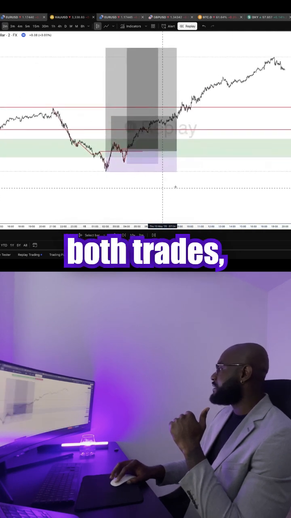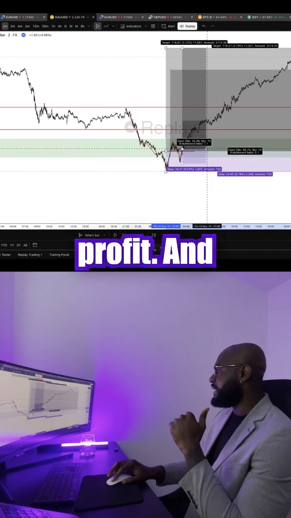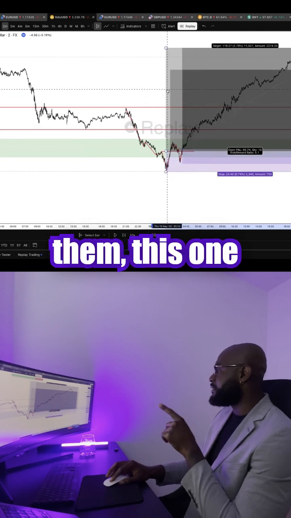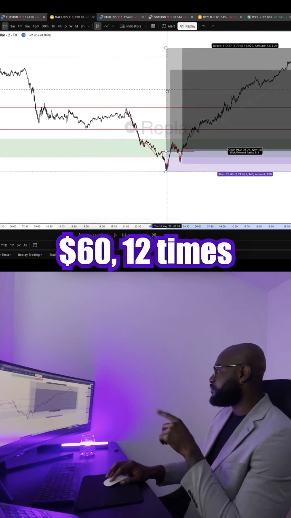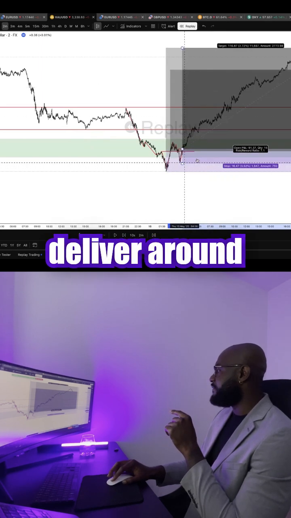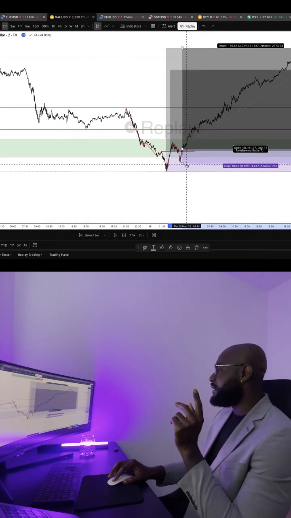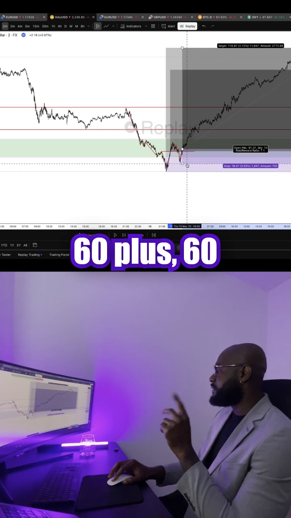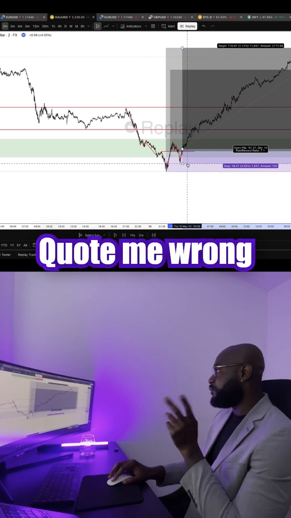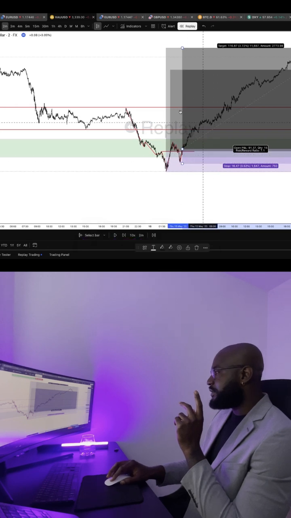Now, you can already see that both trades actually played out and price rallied to the take profit. These two are each risking $12. This one would deliver $60, 12 times 5 is 60. And this other one, 12 times 7, would deliver around 84, if I'm not mistaken. So 60 plus 84 is around 144, if I'm not mistaken. Correct me if I'm wrong. So it should be around 144 from just these two trades.